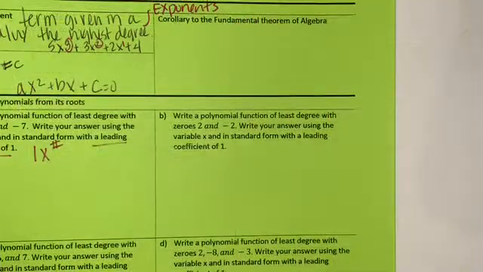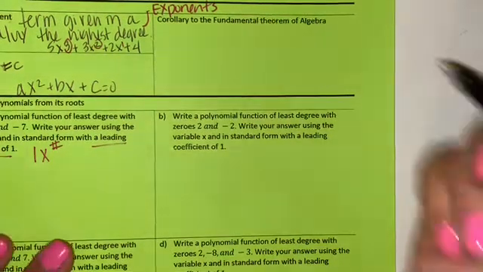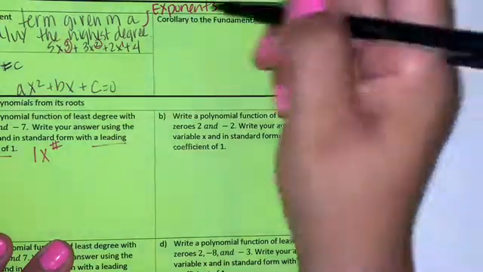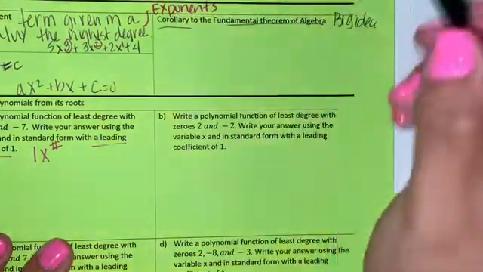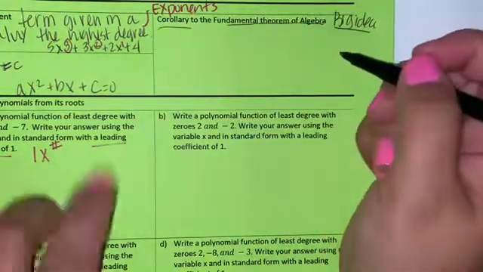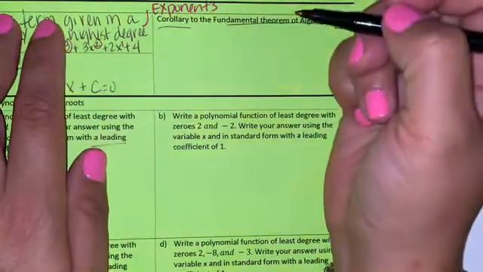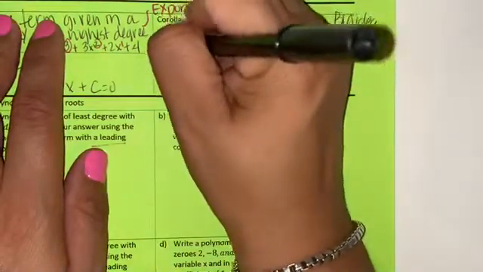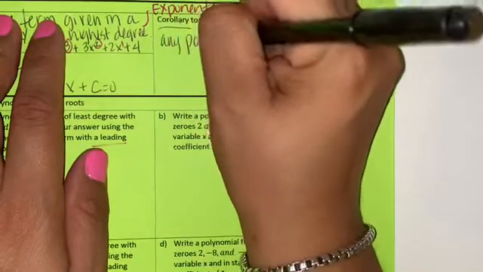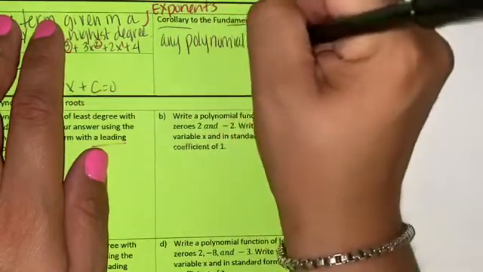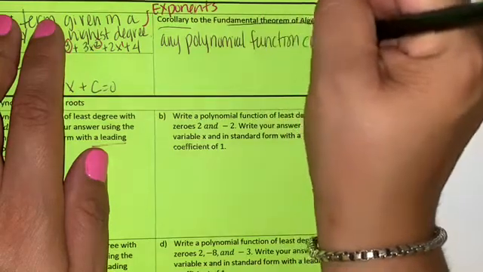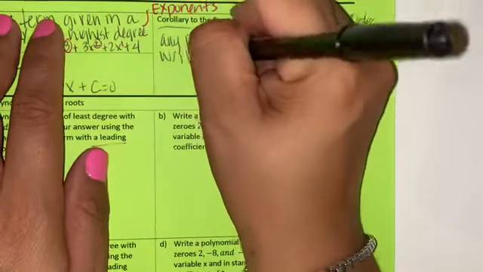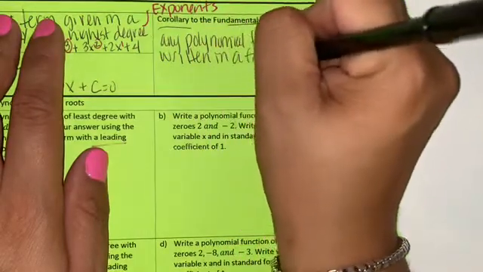So now we're going to talk about just kind of like a math rule. So this is just like the big idea. So what happens here is you have a corollary of the fundamental theorem of algebra. The big idea that we've been working with is basically saying that any polynomial function can be written in a factored form.